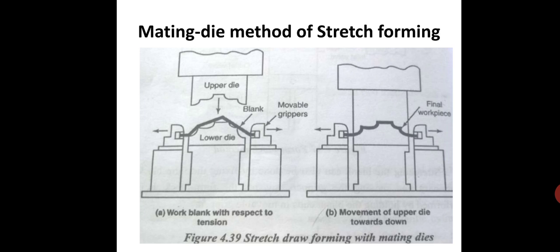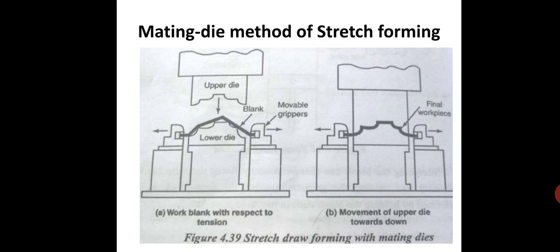First, the movable grippers are moved towards the lower die, on which only elastic deformation takes place. During working condition, by using the movable grippers, the blank is first moved towards the lower die, and the upper die is moved towards the blank by using the hydraulic or pneumatic forces. The arrow marks show the direction of the upper die movement and the gripper movement.